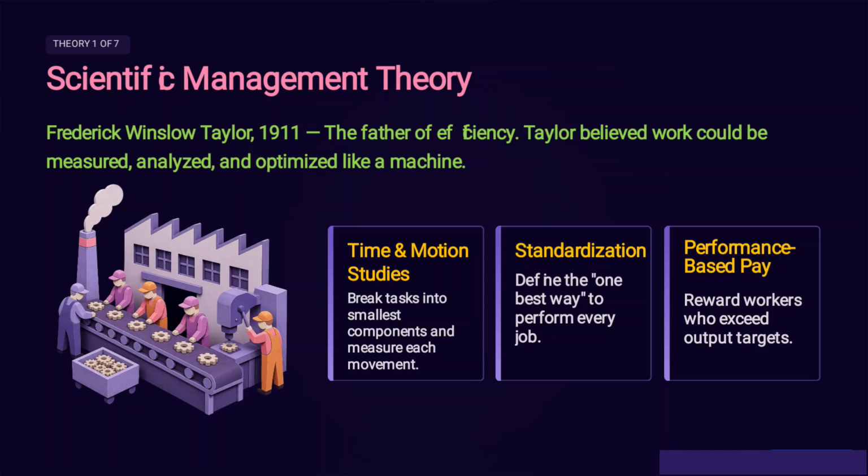Basically, the founder of scientific management theory was Taylor. He was also called the father of efficiency and scientific management theory. Taylor believed work could be measured, analyzed, and optimized like a machine.